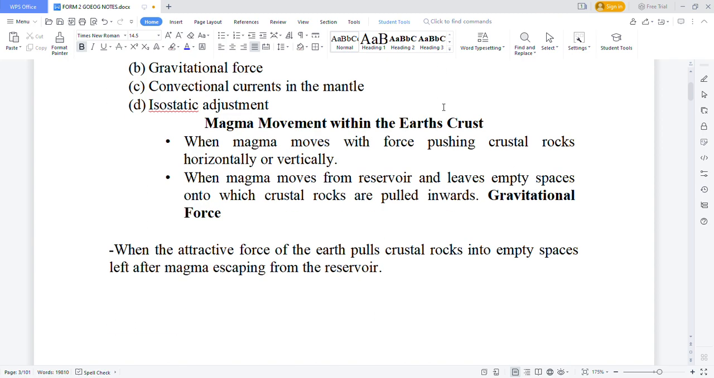Let's start with magma movement within the earth crust. When magma moves with force, it pushes crustal rocks horizontally or vertically. The magma moves from the surface or leaves empty spaces onto which crustal rocks are pulled downwards. Let's move to gravitational force.